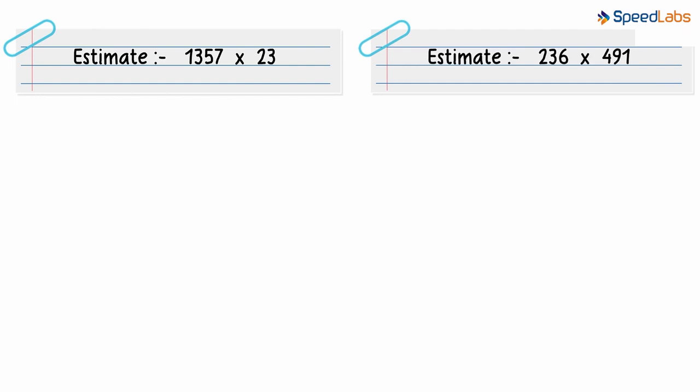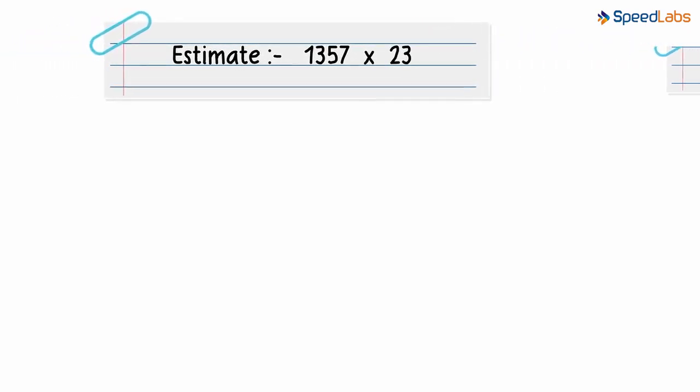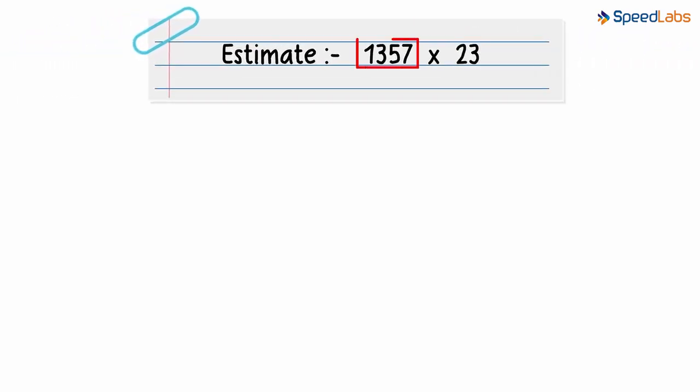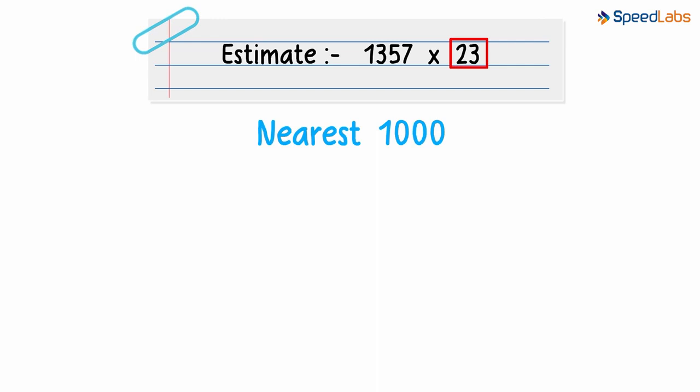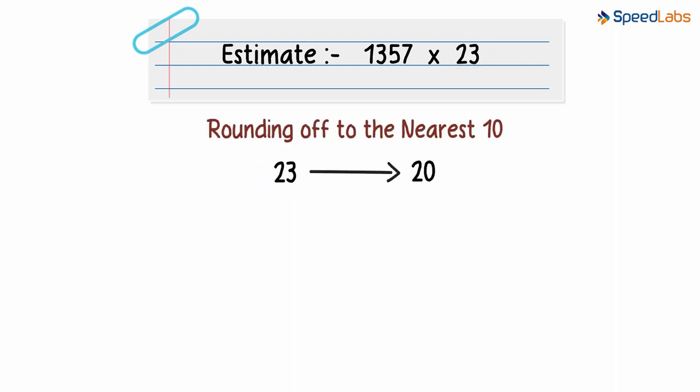We will solve them one by one. In the first question, we are multiplying a 4-digit number with a 2-digit number. Can we round off number 23 to the nearest 1000 or to the nearest 100? It's very clear. Since the number is far away from the multiple of 100 as well as 1000, we will round it off to the nearest 10. What about the number 1357?